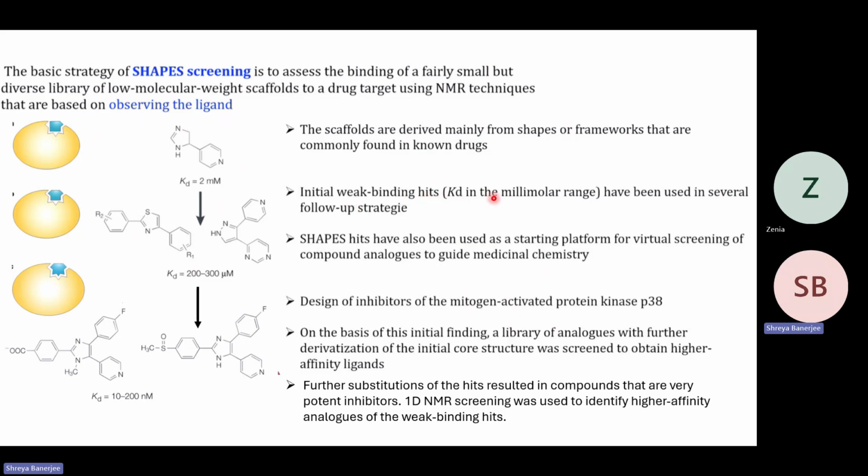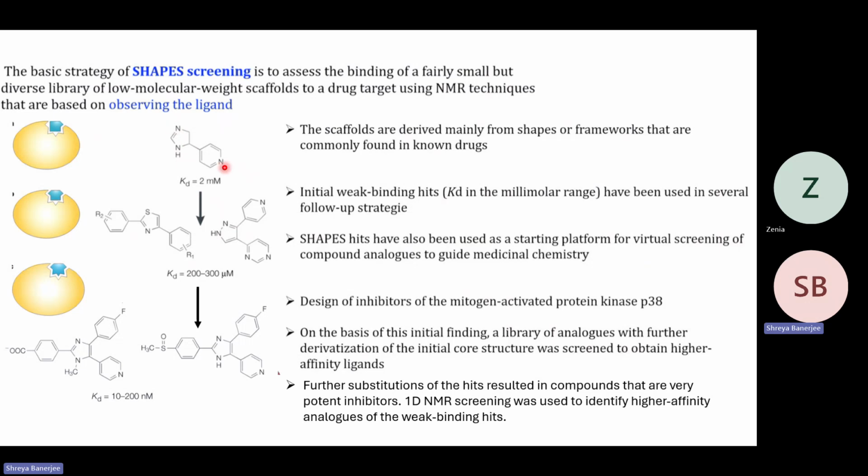Initially, weak binding hits in the millimolar range have been used in several follow-up strategies. You can see the binders are weak binders, like millimolar. Then slowly, these hits have been used as a starting platform for virtual screening of compound analogs to guide medicinal chemistry. On the basis of this initial weak finding, a library of analogs with further derivatization of the initial core structure was screened to obtain further higher affinity ligands.